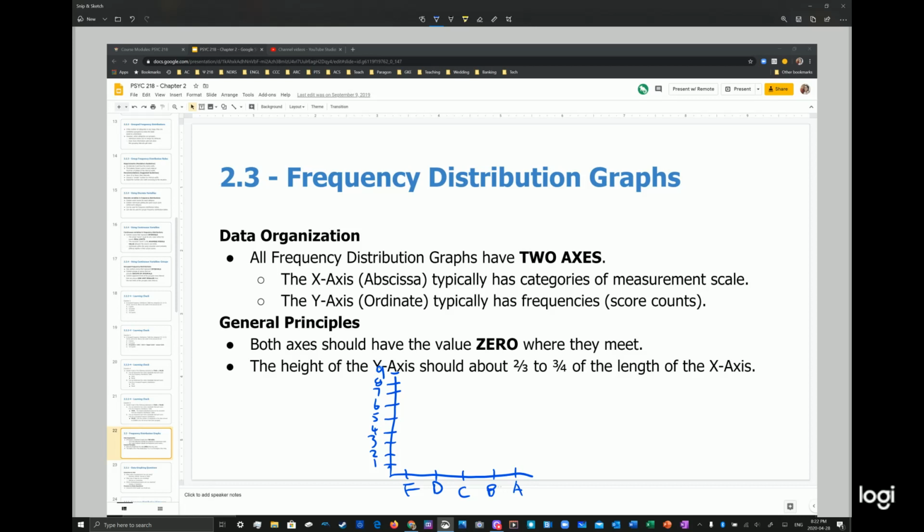Again, you have your x-axis that corresponds with x values. So in this case, your categories of the measurement scale. And your y-axis would correspond to the frequency or score counts.